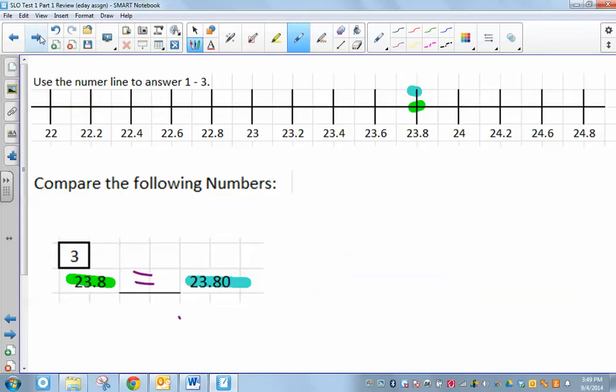All right, question number 3. If you look up here where I have 23.8 on my number line highlighted, 23.80. If you notice, they're both in the same spot in my number line, so 23 and 8/10 and 23 and 80/100 are equivalent, so I put an equal sign. Again, please be sure that you're checking your work and making any corrections that you need to.